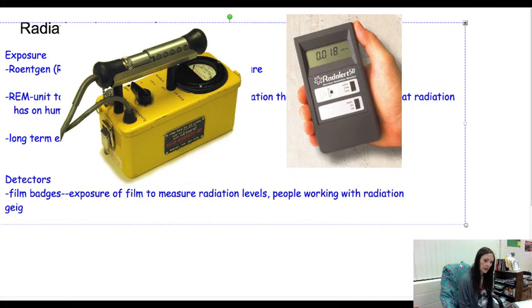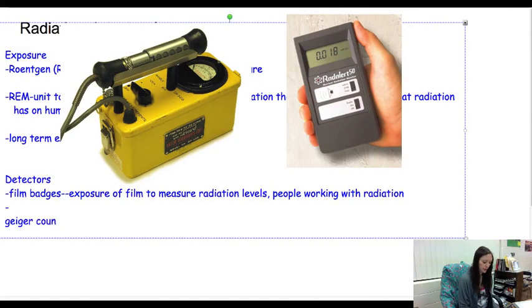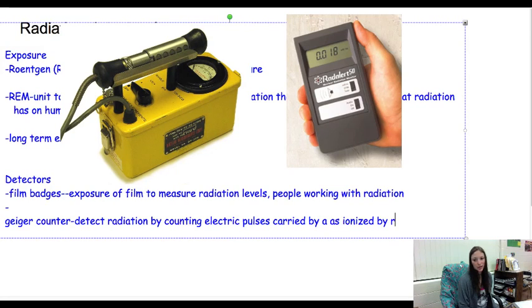Another type of detector, and the last thing, is what we call a Geiger counter. Geiger counters detect radiation by counting electric pulses carried by a gas ionized by radiation. So this radiation gets absorbed through usually a little handheld part in the Geiger counter, and it then ionizes some kind of reaction, and that reaction emits an electric pulse, and you hear kind of like a little beep. You see a picture of an old school Geiger counter here, and then also a new, more digital one.